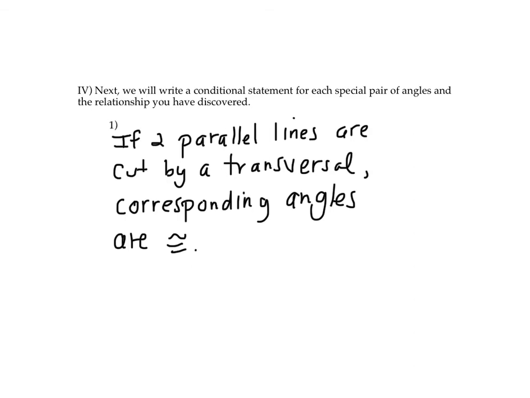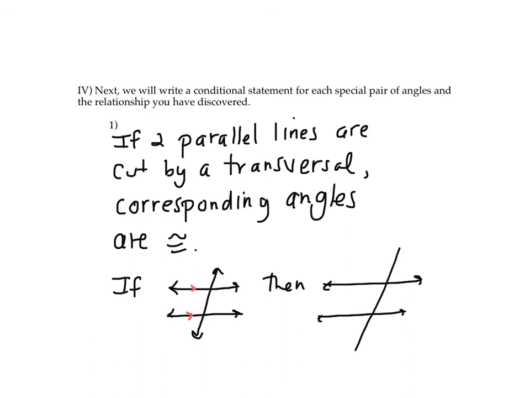So I'm going to add a little diagram to illustrate this. So if these 2 lines are parallel, so let's show that they're parallel by adding the little arrows, and they're cut by a transversal, then we can mark a pair of angles congruent to each other. So I'm just going to mark this angle congruent to this angle. If 2 parallel lines are cut by a transversal, then corresponding angles are congruent.